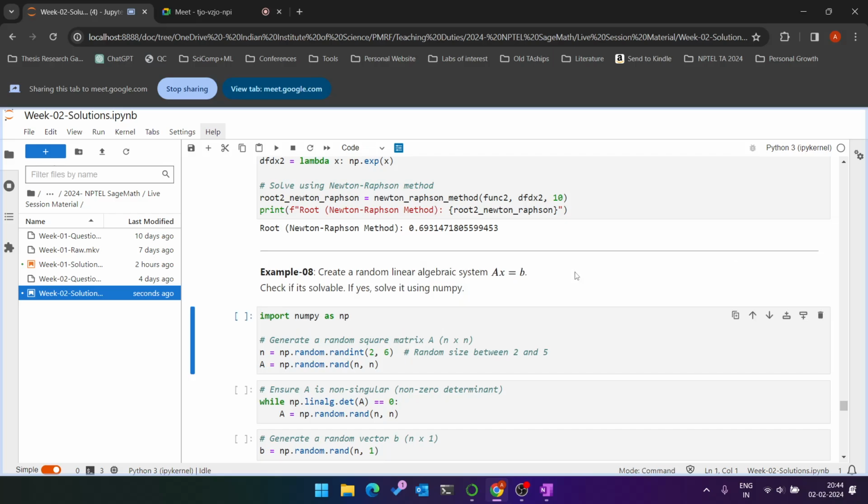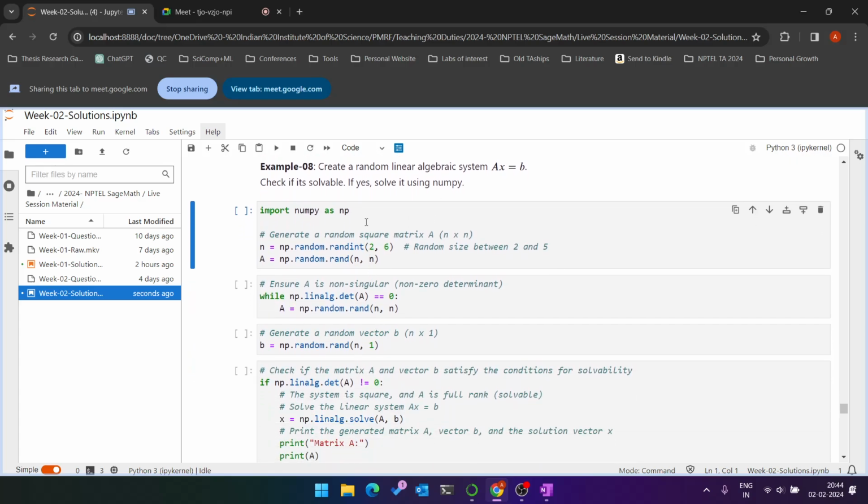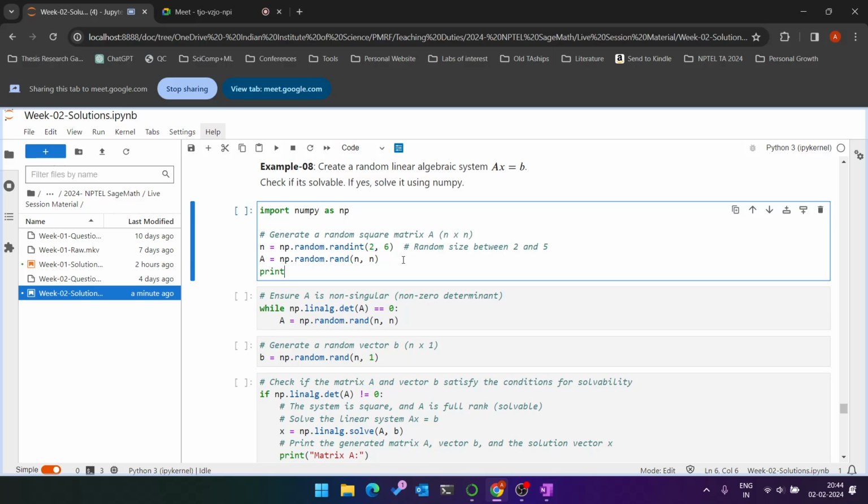Next thing we want to do is to create an algebraic system with random inputs, Ax equaling b, and we want to see if it's solvable. So again, we start with numpy, and by importing numpy, we randomly choose a number between 2 and 5, which basically gives us the size of our matrix A, and then we create a random matrix whose inputs are randomly chosen between 0 and 1.